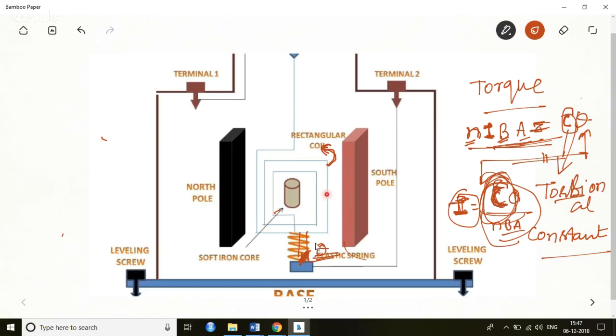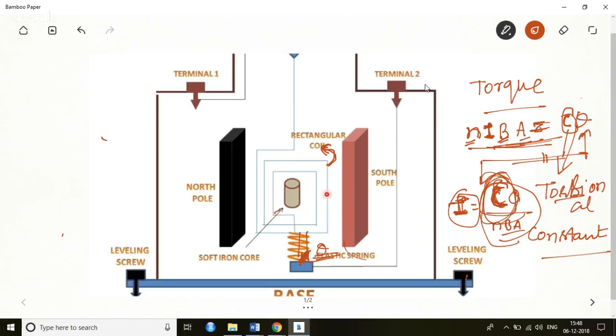See, this particular thing is placed on a certain base. So leveling screws are not for this. Leveling screws are to put this base in a proper manner so that the base doesn't start moving here and there. That's what this is for, the base.